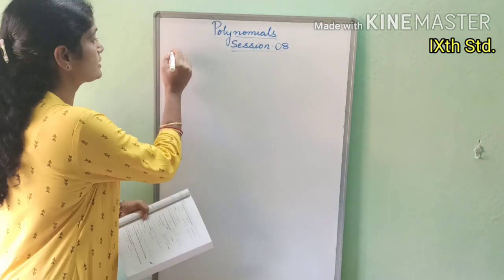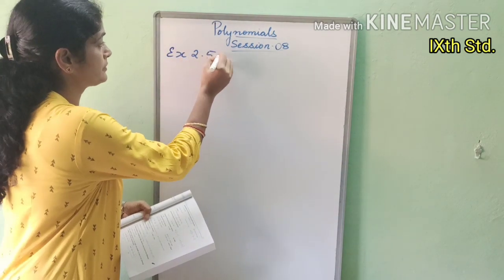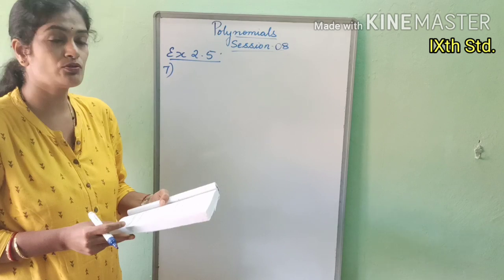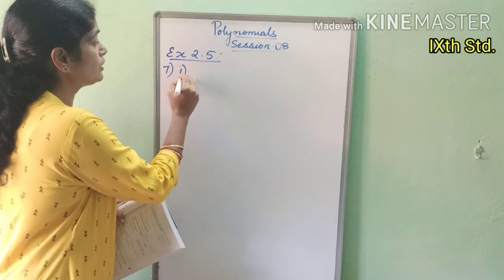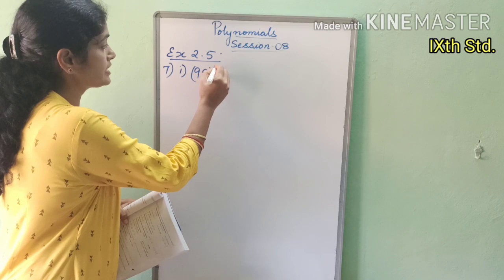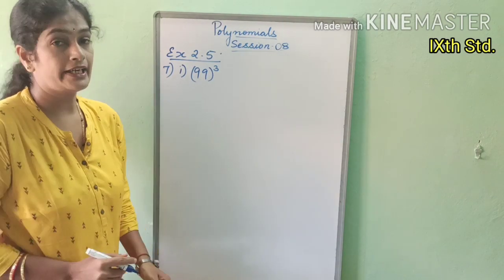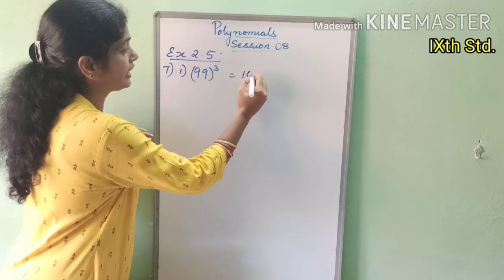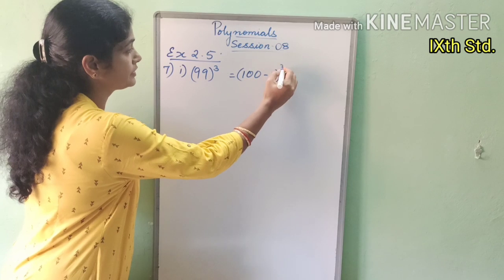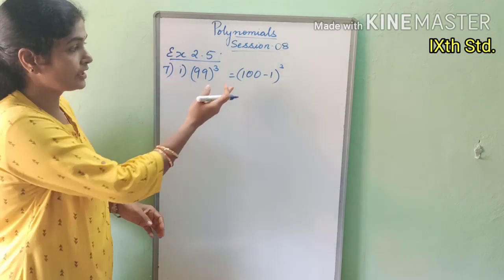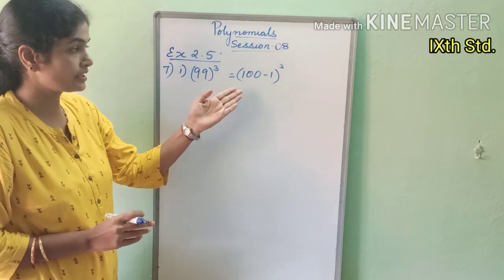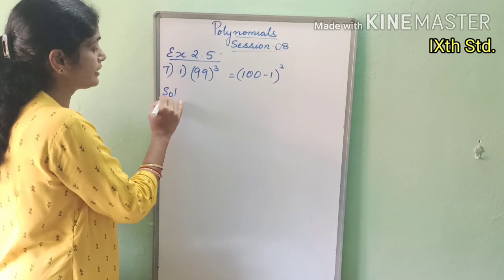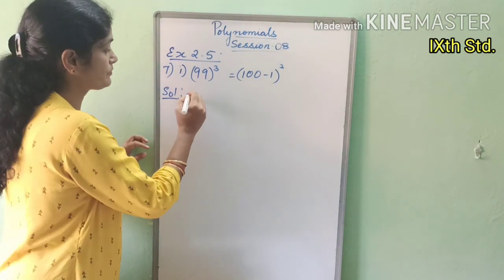Exercise 2.5, question number 7. What does it say? Evaluate the following using suitable identities. Meaning you have to find the value of 99 cube using a suitable identity. This 99 cube you can write as 100 minus 1 whole cube. If you write it like this, then we'll get the idea of using the identity x minus y whole cube. So we will use that identity to evaluate this 99 cube.